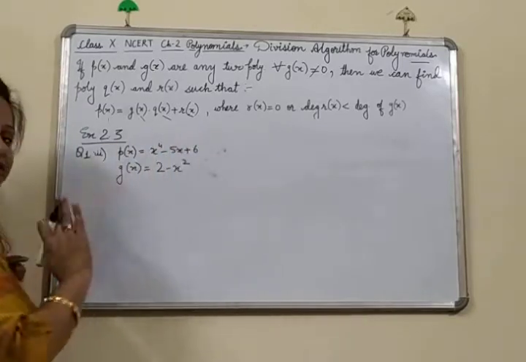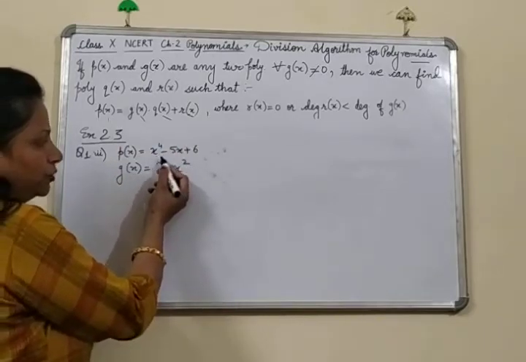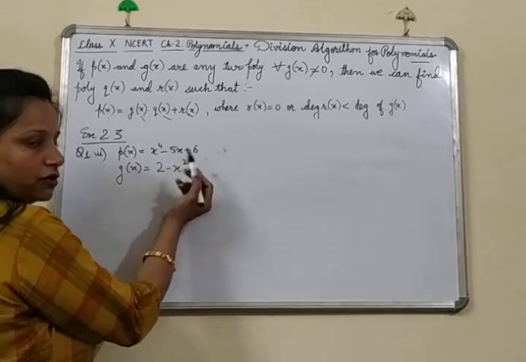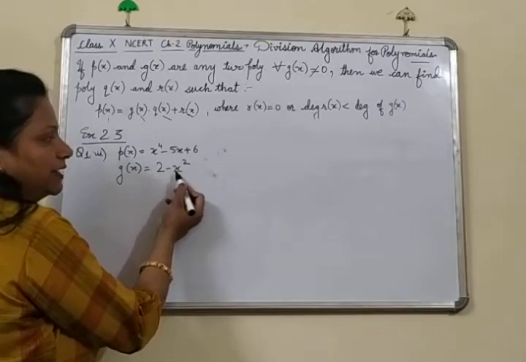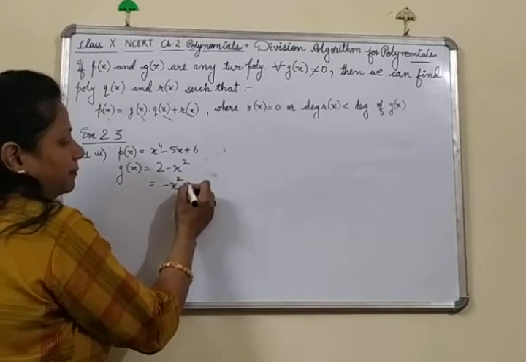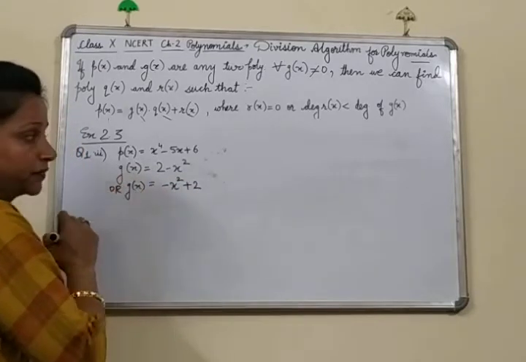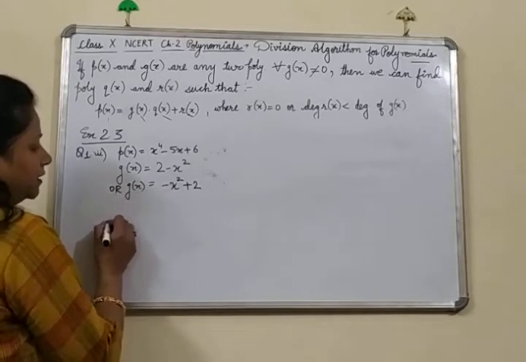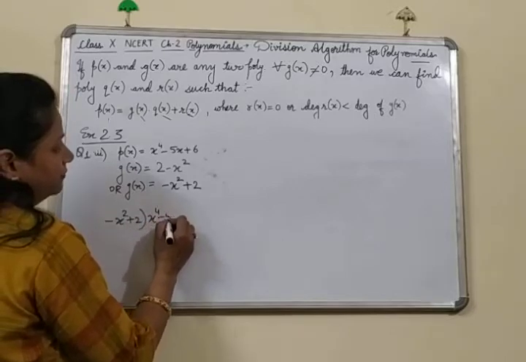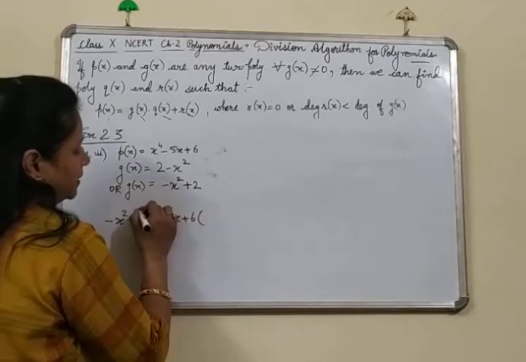Means we just have to divide it, we don't have to apply the division algorithm. So for simple division, first we have to put them in descending order. Now here we see the highest degree is 4, then comes 1 and then the constant. But here if we see, it is 2 and then x square. So we can write it this way, minus x square plus 2. Right? Now we simply divide x to the power 4 minus 5x plus 6 by our g(x).